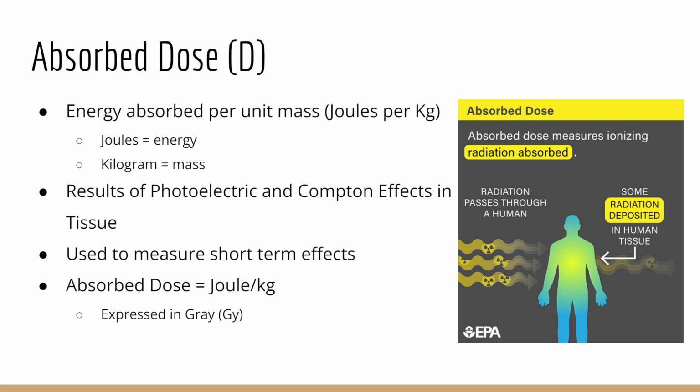The next one is absorbed dose. Absorbed dose is energy absorbed per unit mass, which is joules per kilogram. The joule is energy and the kilogram is mass. It is the result of photoelectric and Compton effects in the tissue. This is used to measure short-term effects. Absorbed dose equals joules over kilogram, and this is expressed in gray.